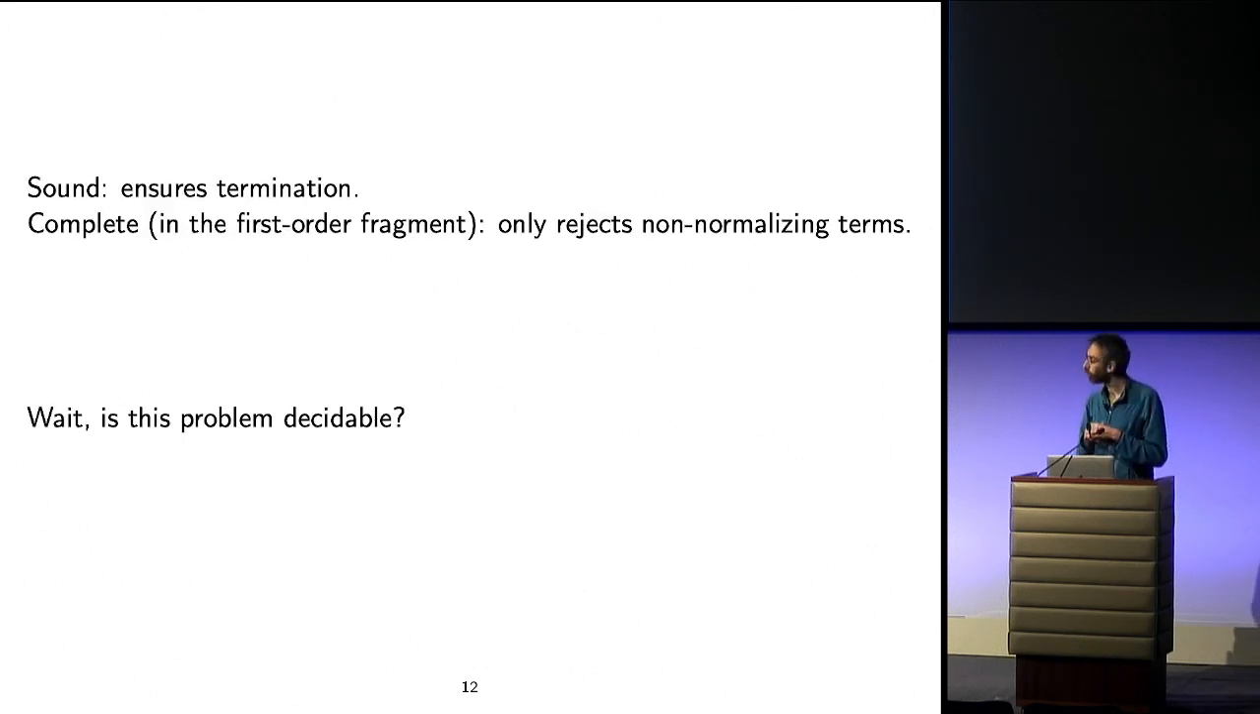Okay. So we proved that this algorithm is sound, that it ensures termination, and it's complete in the first order fragment, which is the fragment we care about, in the sense that if it rejects an input, so if it stops before reaching a normal form, then actually there would have been a loop in the definition. So, okay, is this problem actually decidable, if we can have a sound and complete decision procedure?